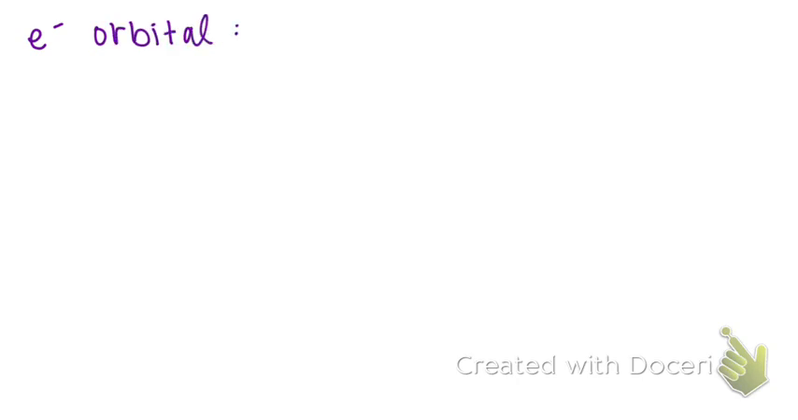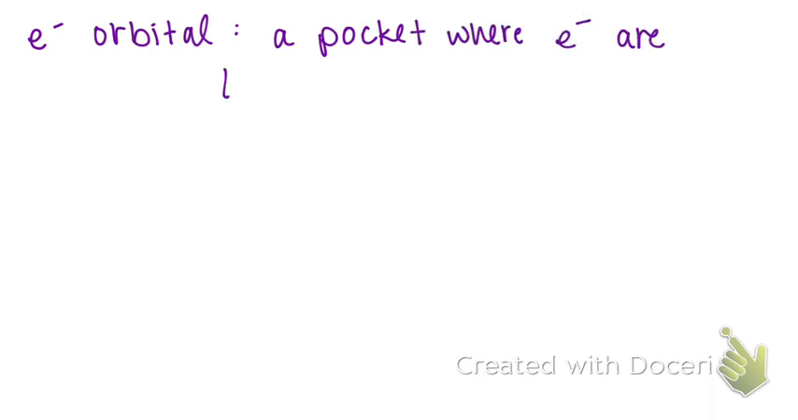An electron orbital. I'm not even going to give you the book definition, but I'm going to give you a basic definition. An electron orbital is basically a pocket where electrons are located. There are pockets of electrons that surround the nucleus, and different types of electron orbitals have different shapes. We're going to explore what those shapes look like, how many electrons can fit in each pocket, all that kind of stuff.